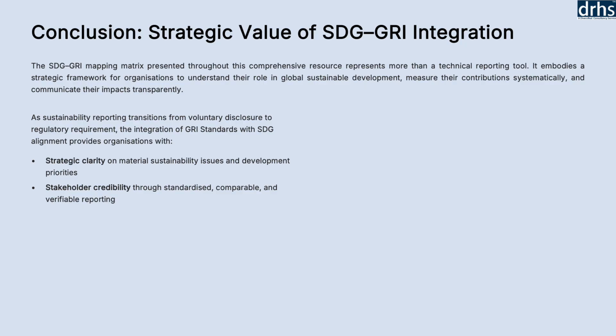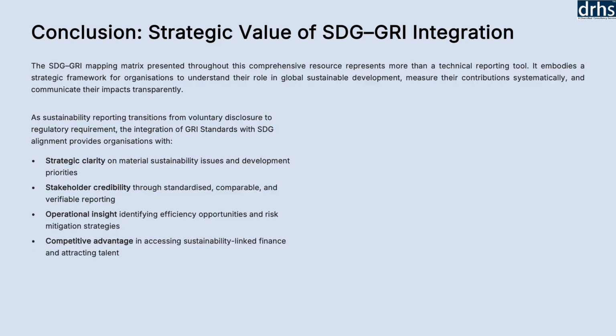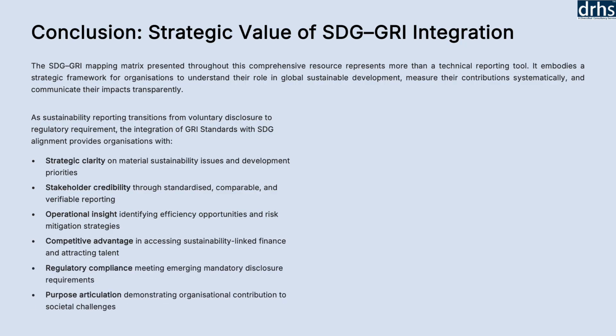Operationally, integrated reporting drives efficiency and performance improvement. Mapping SDGs to GRI indicators helps identify operational inefficiencies, risk exposure, and opportunity areas, such as energy transition, inclusive employment, or circular resource use, supporting continuous improvement and innovation. Importantly, SDG, GRI integration also strengthens regulatory readiness and compliance.